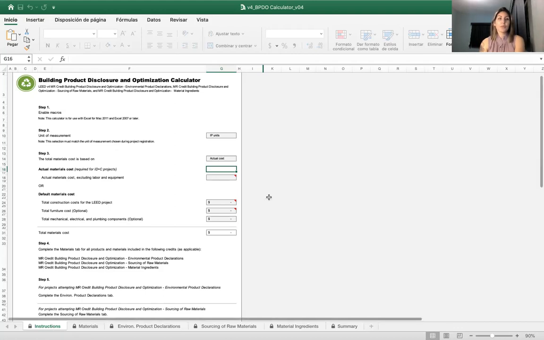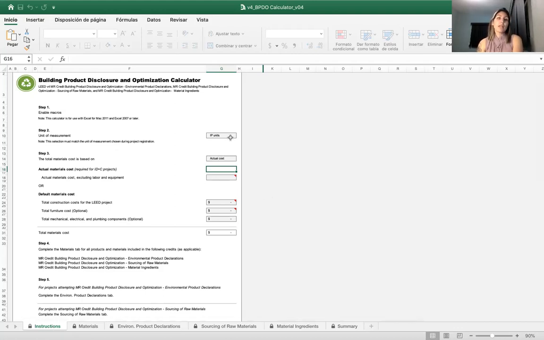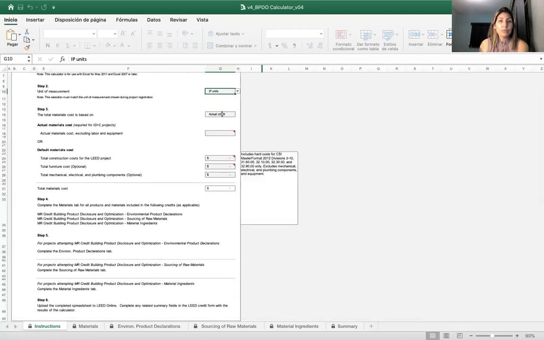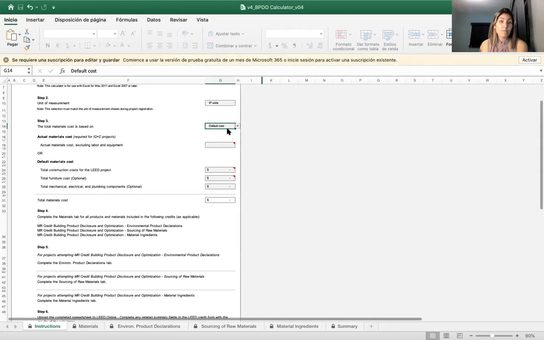Usually you are going to see that these calculators have a tab with instructions, which is this one that you are looking at right now. And here in the IP units, you are able to use either IP units, which are square feet, or SI units, which are square meters. This calculator will ask you either for the actual cost of the whole materials that were used permanently for the project, or it will give you a default cost.